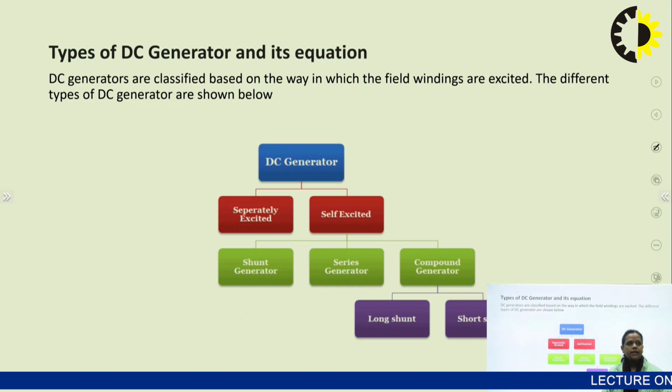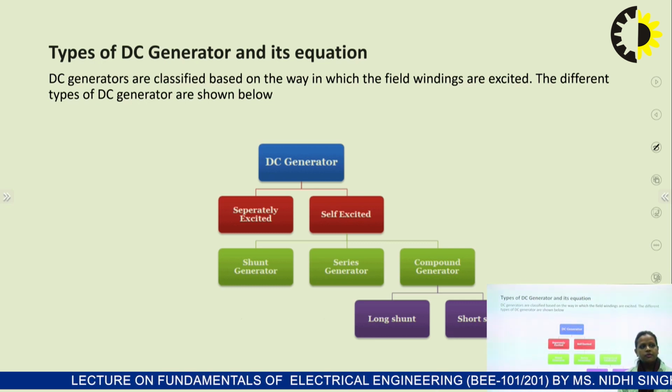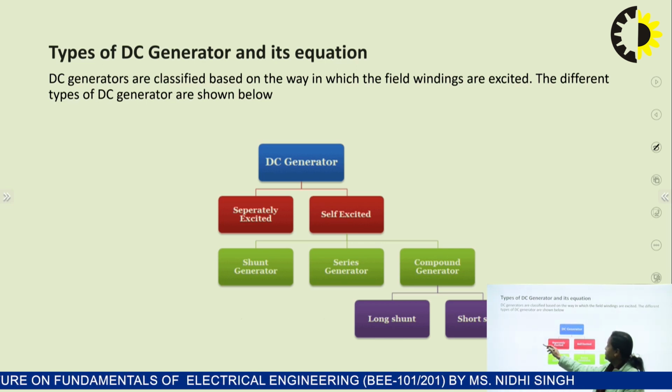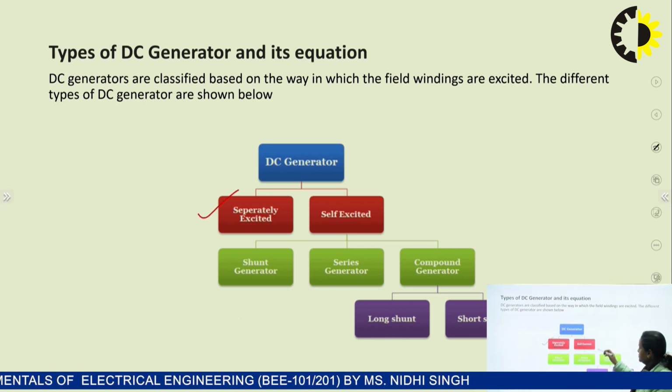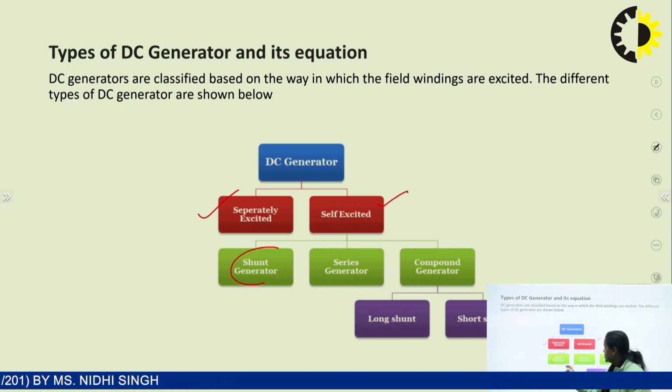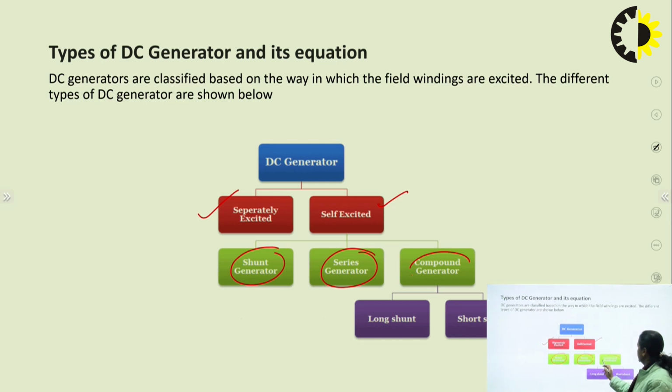Now coming to the types of DC generator. DC generators are classified based on the way in which field windings are excited, how we are exciting the field winding. The different types of DC generators are: the first is the separately excited DC generator. Then we have the self-excited DC generator, which is further classified as shunt generator, series generator and compound generator. And again, the compound generator is classified as long shunt and short shunt. So we will see these classifications one by one.